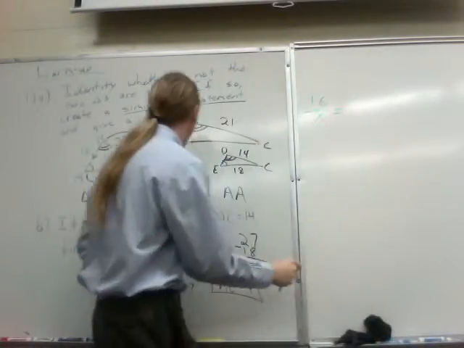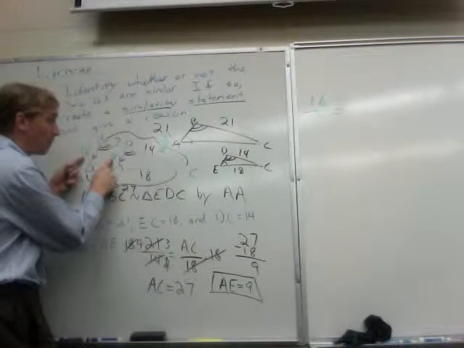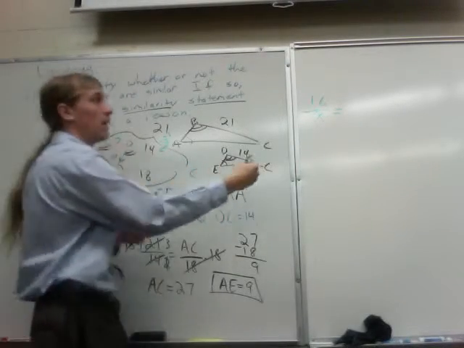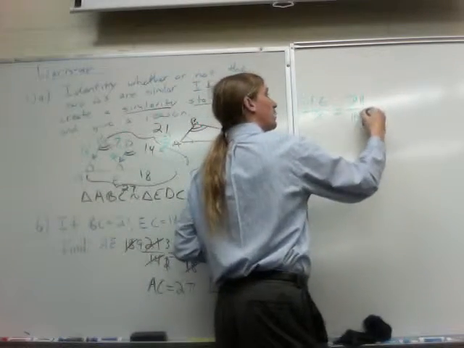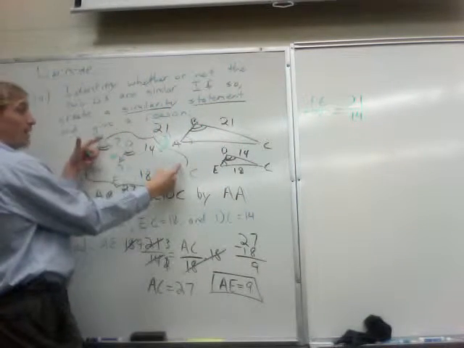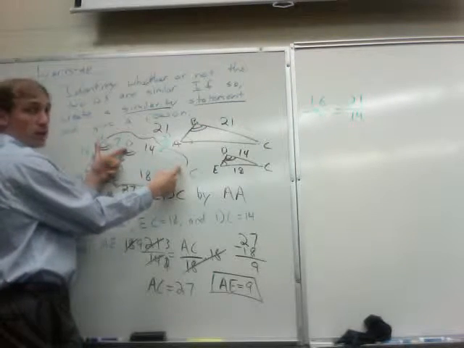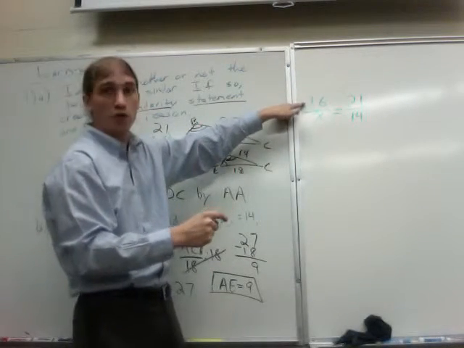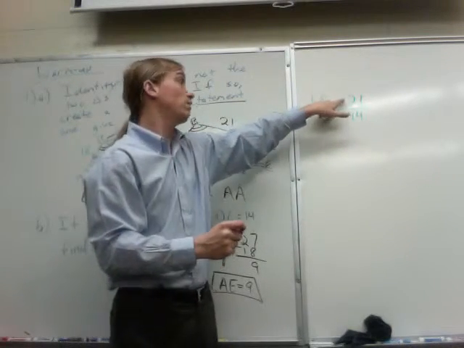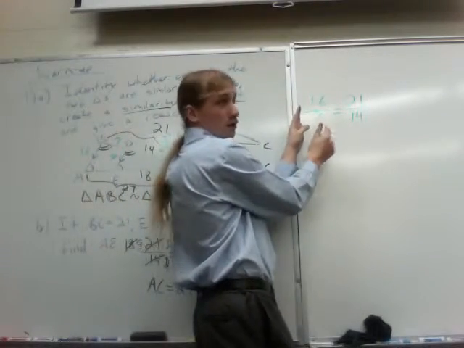So instead, if I go 16 to X, a valid comparison would be that 16 to X is like 21 to 14. Because once again, if I use words to describe this 21 and 14, 21 is a side in the bigger triangle, and I'm comparing it to its corresponding side in the smaller triangle. So I'm going bigger triangle to smaller triangle, sides that correspond. That should be the same as bigger triangle to smaller triangle with sides that correspond. So once again, I have a valid ratio here.